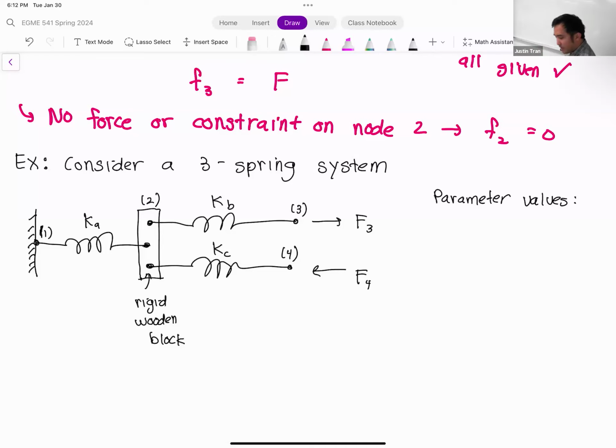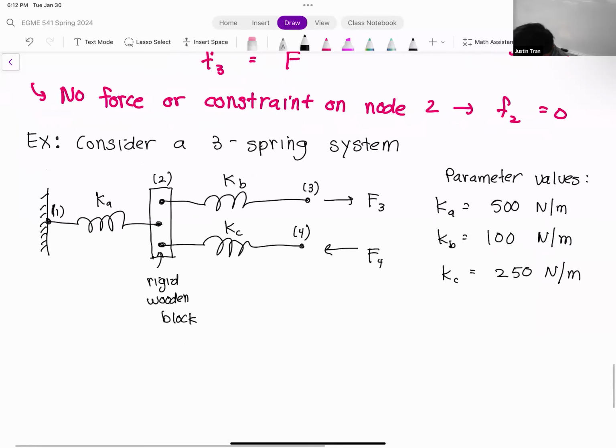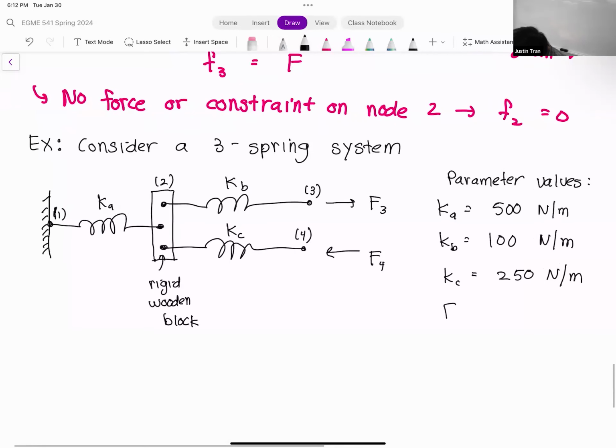All right. So the big difference here is that I'm going to give you numbers for these. And so we're going to say Ka has a value of 500 Newton per meter. Kb has a value of 100 Newton per meter. Kc has a value of 250 Newton per meter. F3 has a value of 100 newtons, and F4 has a value of 50 newtons.